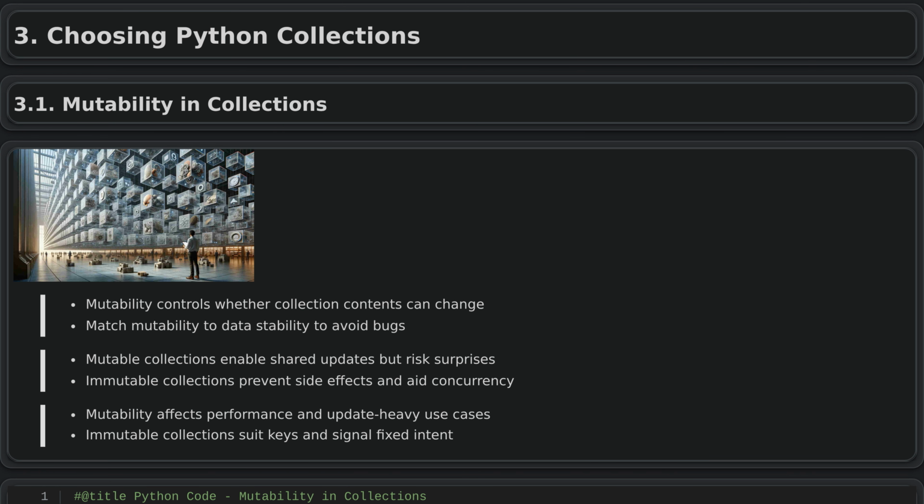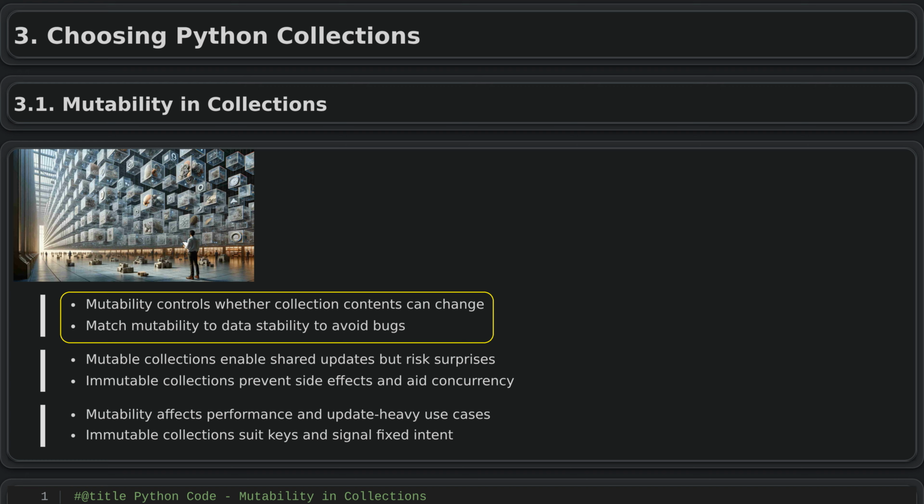Choosing Python collections. Mutability in collections. When choosing Python collections, focus on whether they are mutable or immutable, because this affects how their contents can change and how safely they can be shared.